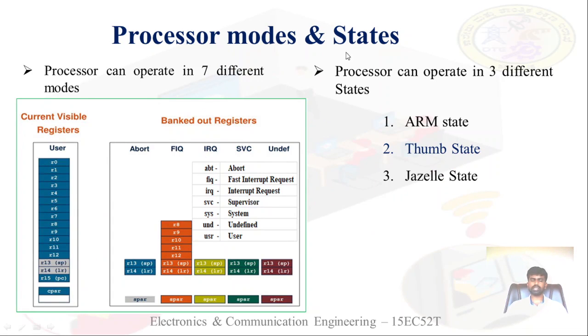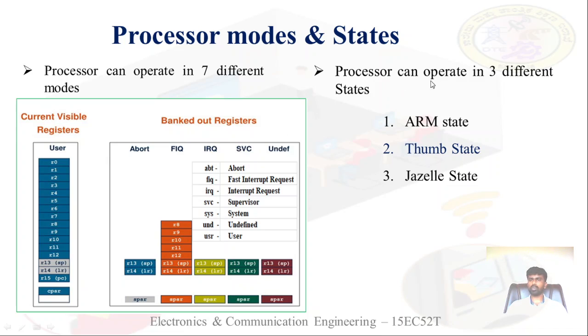Processor modes and states. As you know, in the ARM controller we have 7 different processor modes. The ARM processor can operate in 7 different processor modes, namely user mode, abort mode, FIQ mode. FIQ means fast interrupt request mode. IRQ, normal interrupt request mode. SVC means supervisor mode. Undef means undefined mode. There is one more processor mode, that is system mode. So these are the 7 important processor modes in the ARM processor.